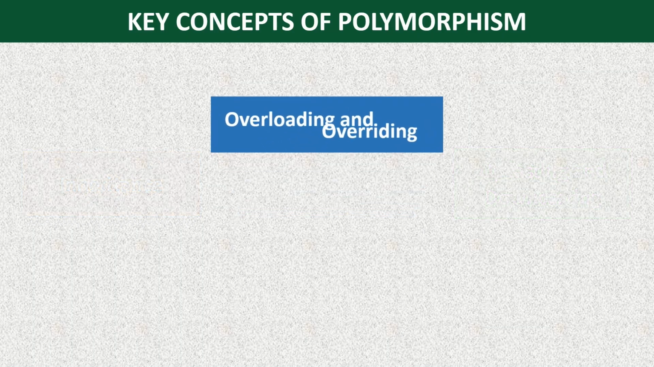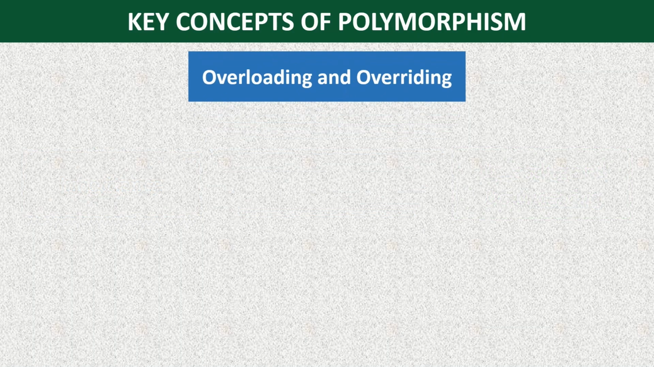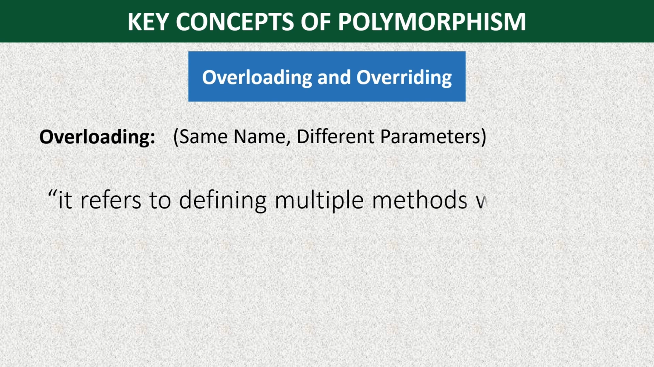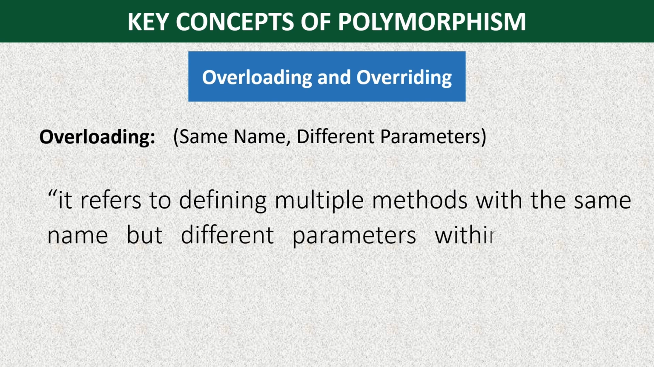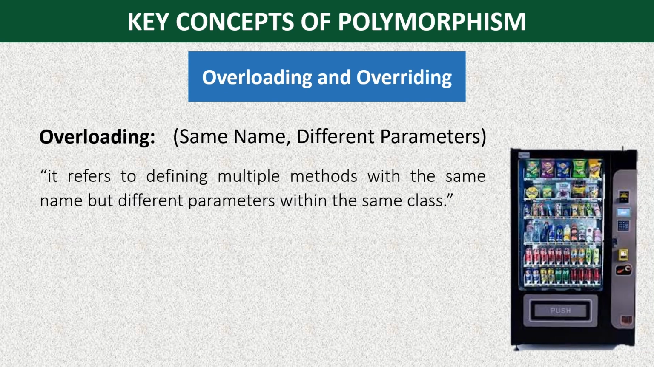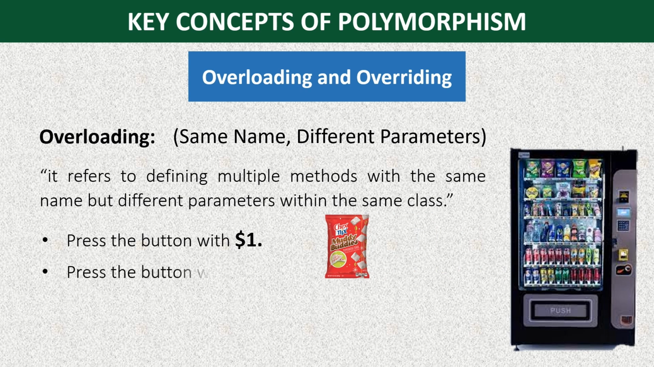Method overloading refers to defining multiple methods with the same name, but different parameters within the same class. Imagine you have a vending machine that sells different items, but has the same buy button. If you press the button with $1, you get a snack. If you press the button with $2, you get a drink.